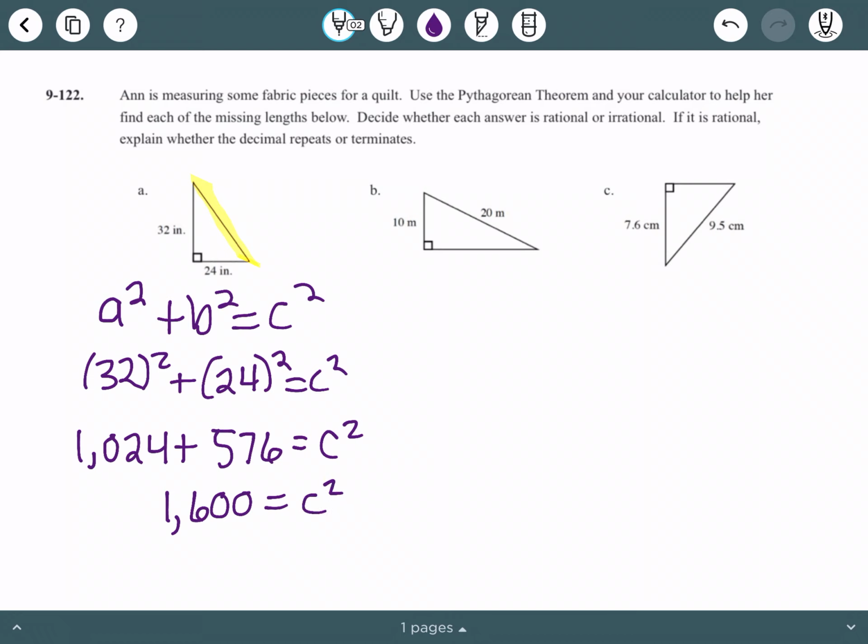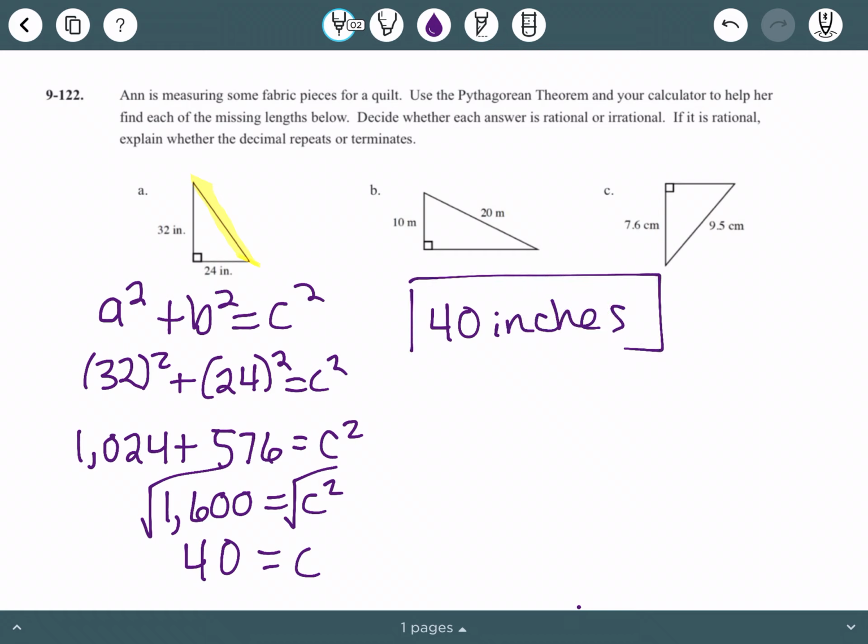Now keep in mind, c squared is not that length. Just c is the length. So to unsquare, we're going to take the square root of both of these. That gives us c by itself. Then in your calculator, just take the square root of 1,600. When you do that, you're going to get 40. So 40 is our missing side length. Let's make sure we specify it as 40 inches.